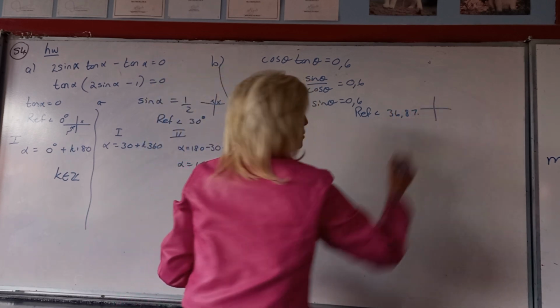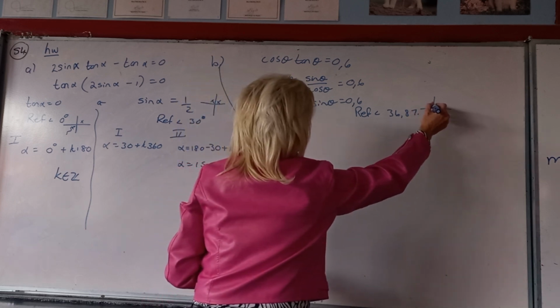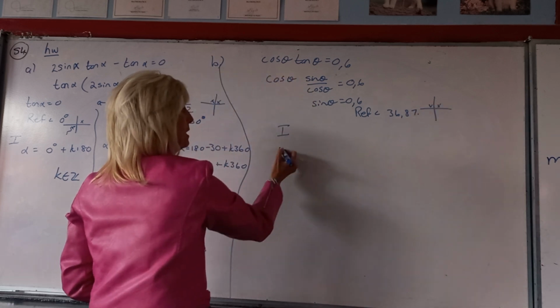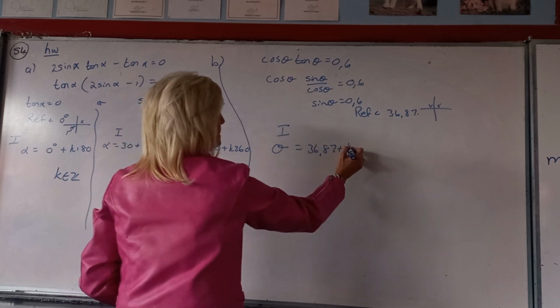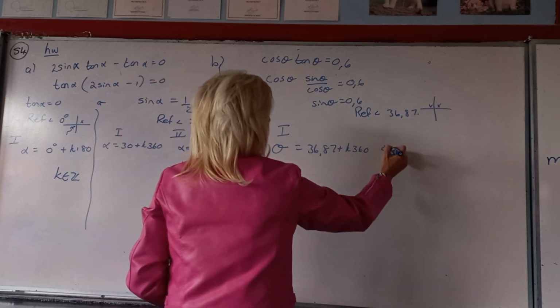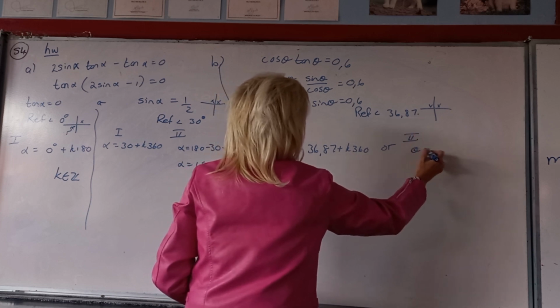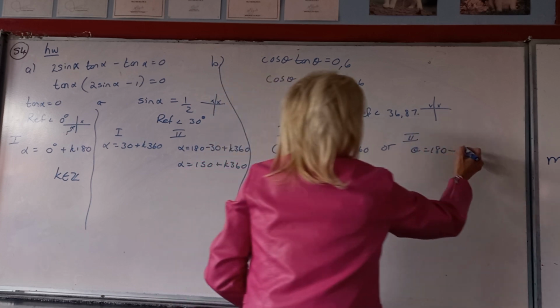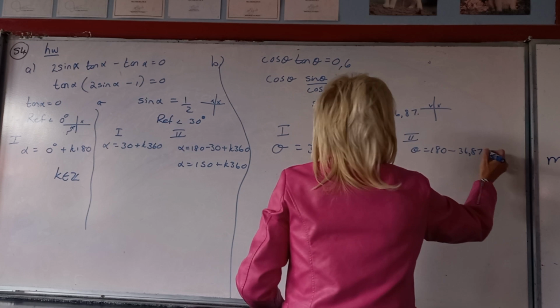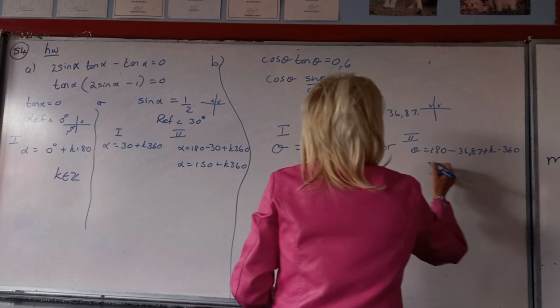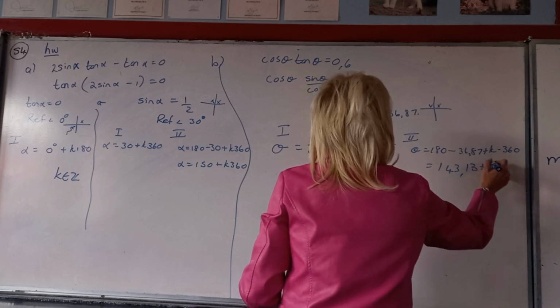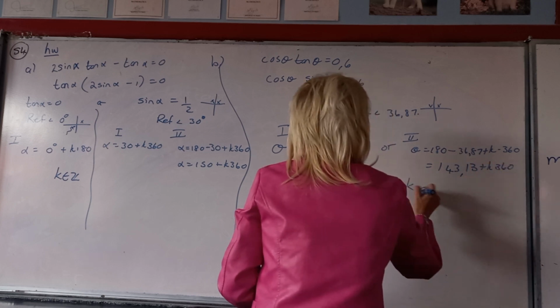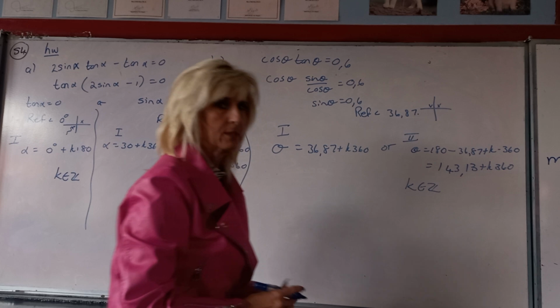And I'm busy with positive sin, so again I'm in quadrant 1 and quadrant 2. Quadrant 1, angle's name theta is 36.87 plus k times 360. Or in my second quadrant, my theta would be 180 minus 36.87. And can you give an answer for that, please? 143.13 plus k times 360 and k's, and my sum is done. General solution.